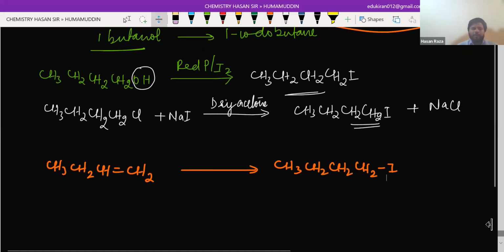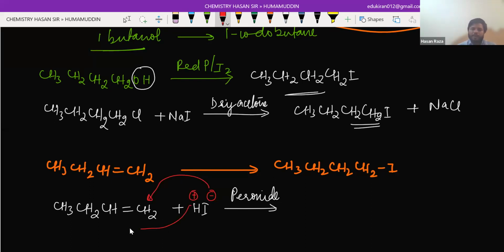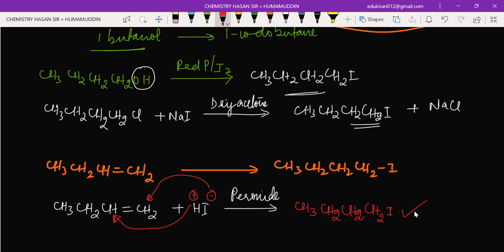Apply anti-Markovnikov. Just treat this butene with HI in the presence of peroxide. In the presence of peroxide, it is anti-Markovnikov, in which negative goes to that carbon which has a greater number of hydrogen and positive to that carbon which has lesser number of hydrogen. According to that, you will get CH3, CH2, CH2, CH2I. Got it? Yes. Please write it and let me know.